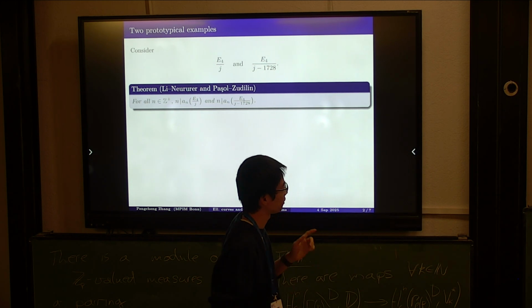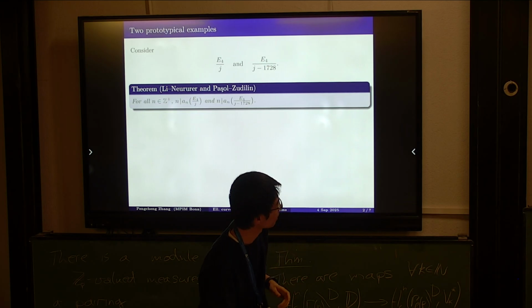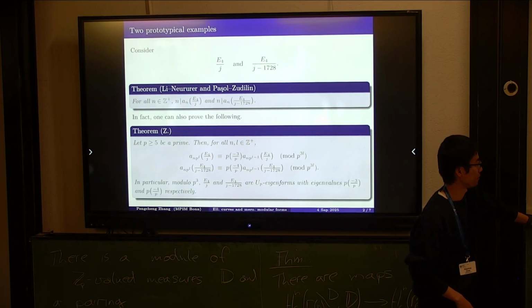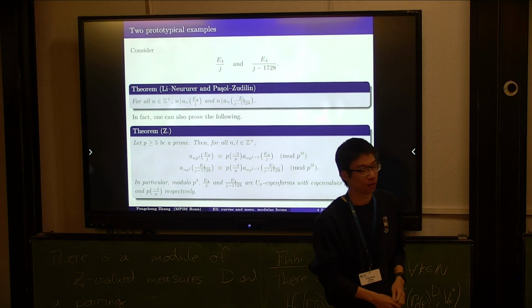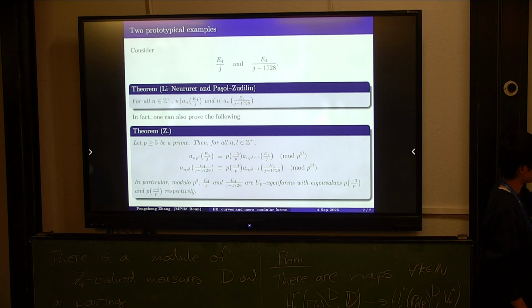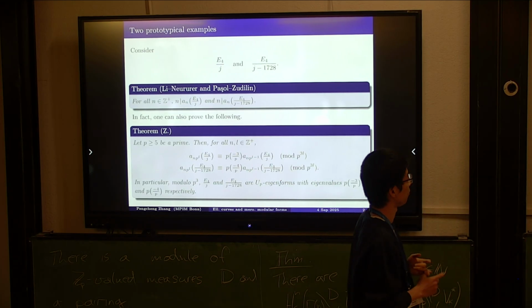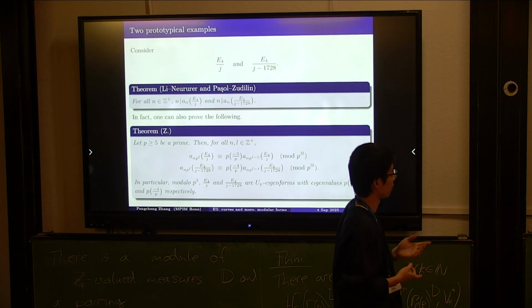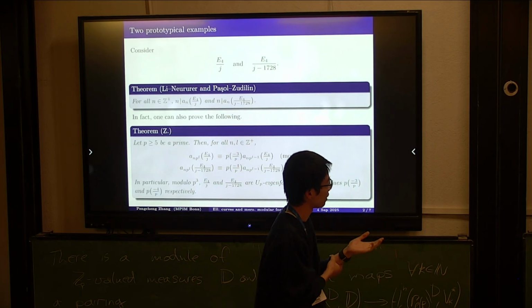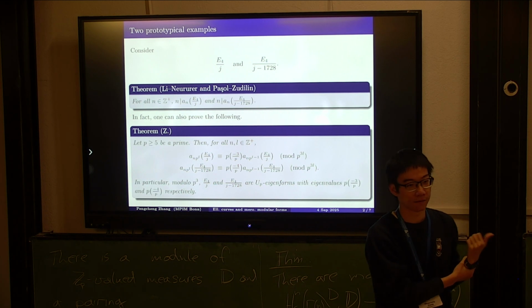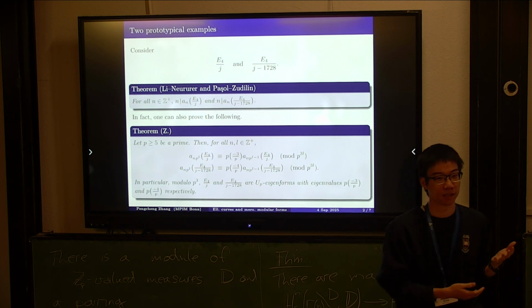Okay, but moreover, we can prove something more. We can even describe the p-adic property of these two meromorphic modular forms. You don't really have to know what exactly these two congruences are, but what I want to highlight here is that if you choose L to be 1, then you can see that modulo p, these two meromorphic modular forms are like U_p eigenforms with eigenvalue basically plus or minus p, depending on p.